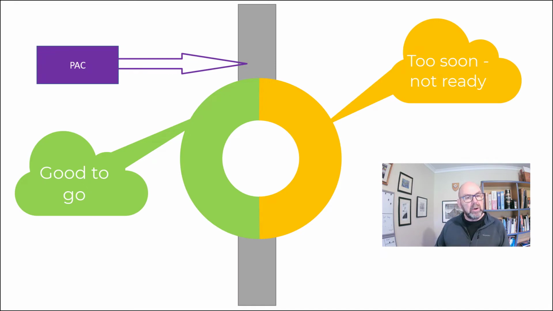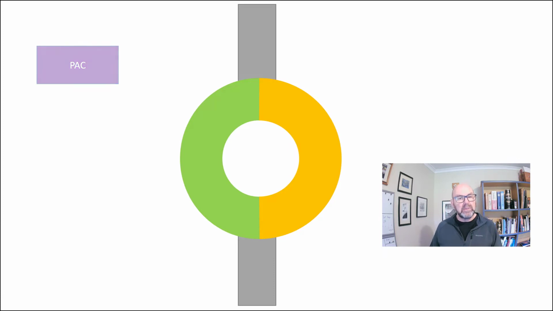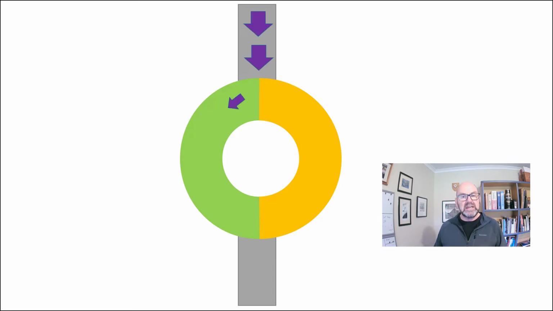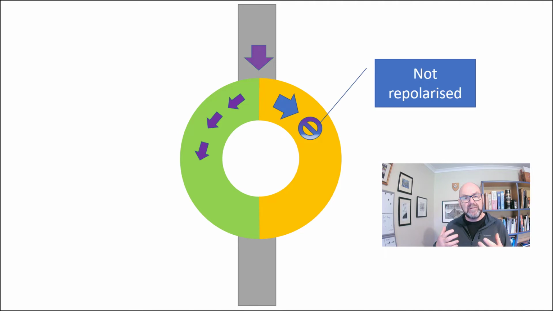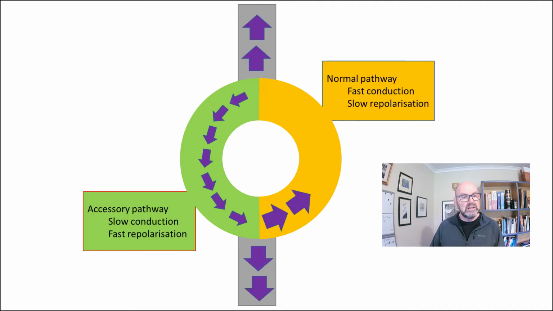Because path A hasn't repolarized sufficiently, it can't respond. And path B gets a head start, and it's going to be the first to produce a signal that's going to reach the far arm of the circuit. From here, the signal can follow the nodal tissue down to the common bundle and go on to depolarize the ventricles, albeit a tad early.